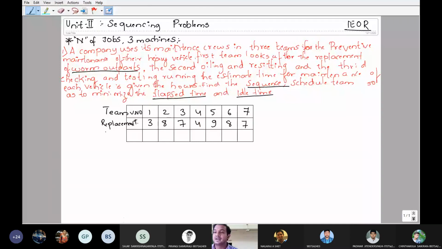The second one is the resettings. The resettings are 4, 3, 2, 5, 1, 4 and 3. Another one is checking, and we can write it as inspection of the parts. The inspection times given are 6, 7, 5, 6, 7, 6, 7, 5, 11, 5, 6 and 12.